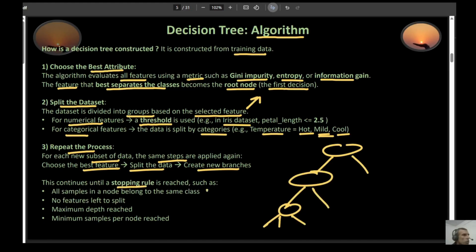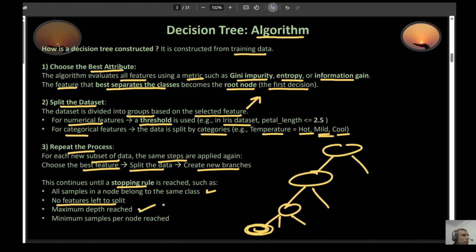So these are some of the stopping rules. Number one, maybe all the samples in a node belong to the same class. Once you reach this, let's say all the samples in this particular node belong to the same class, you stop. Or maybe you can say that no features are left to split. In other words, you have used all the features.